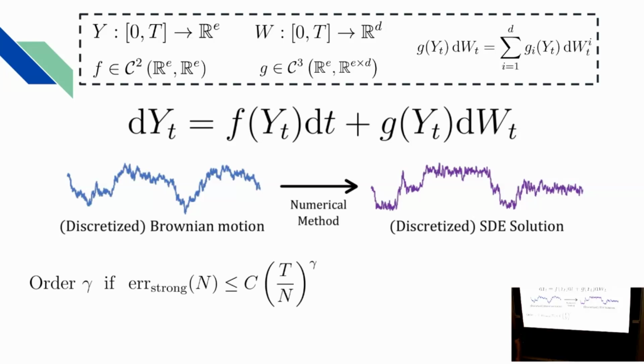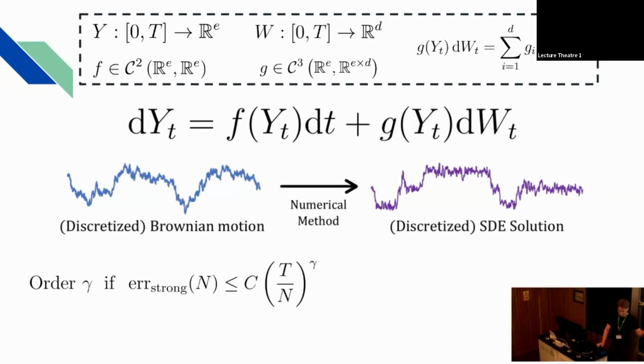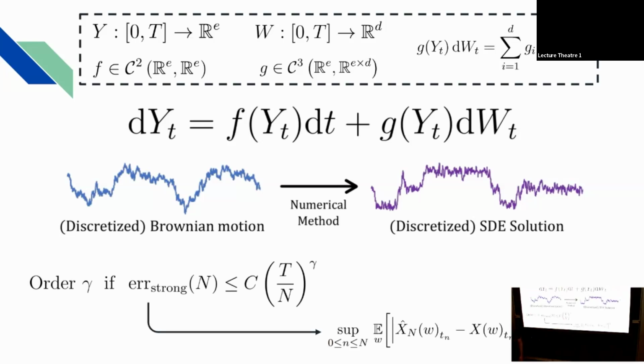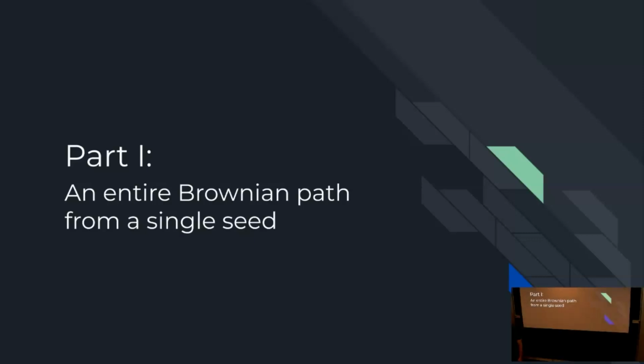Okay, and so the order of an SDE solver is gamma if its strong error, as defined by Desmond, is bounded by (T/N)^gamma, where T is the total duration and N is the number of steps. This is just the definition of the order, as in the strong error, as in the first mini course.